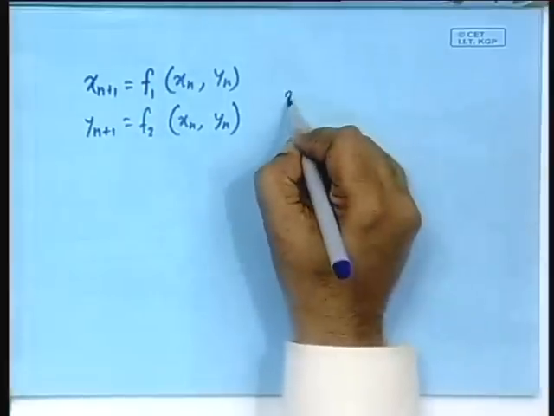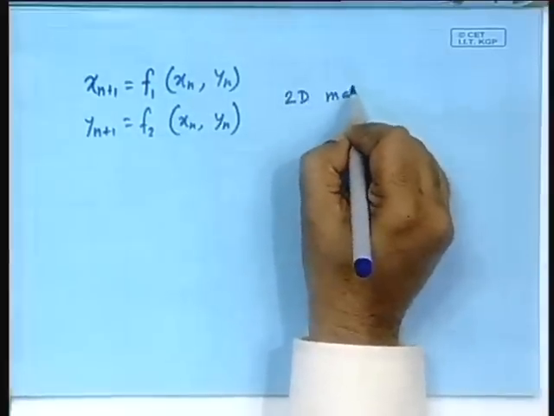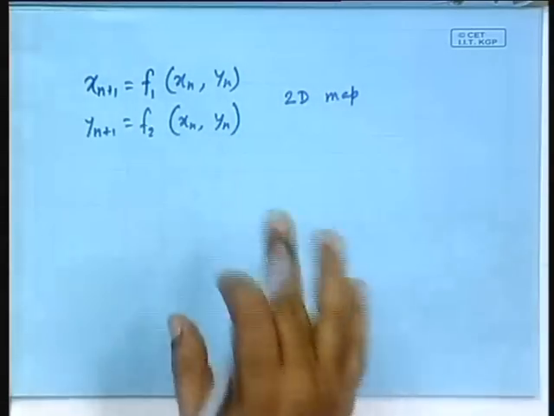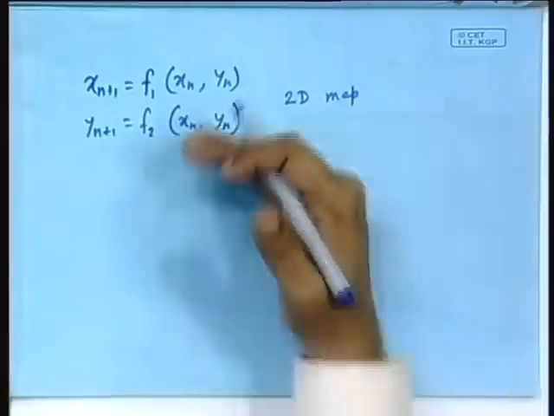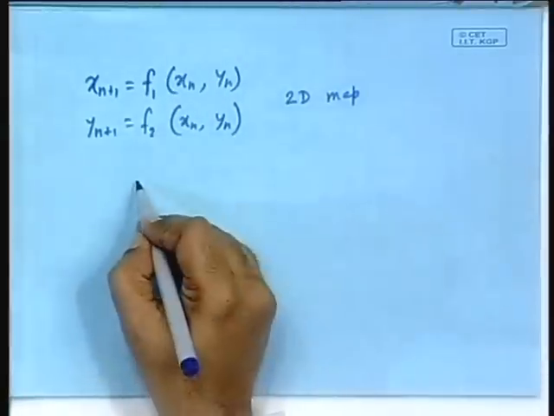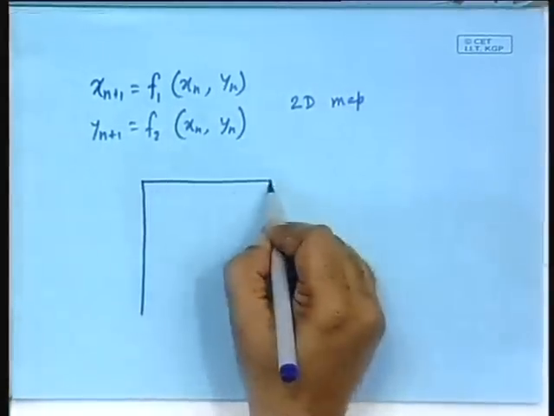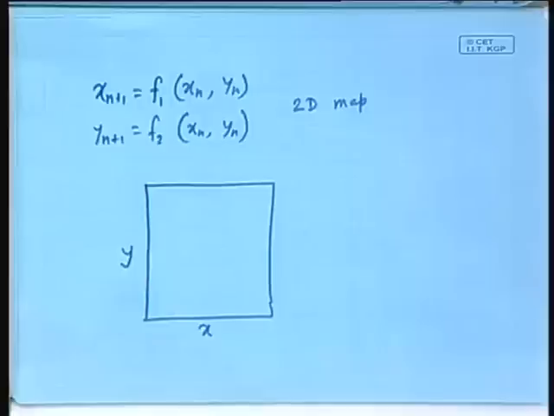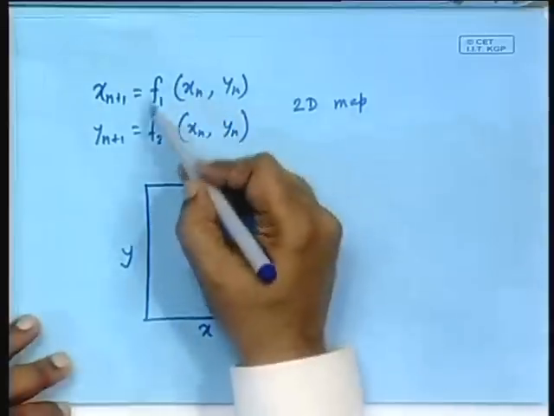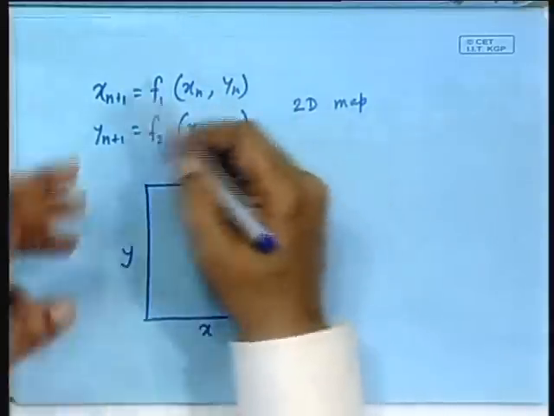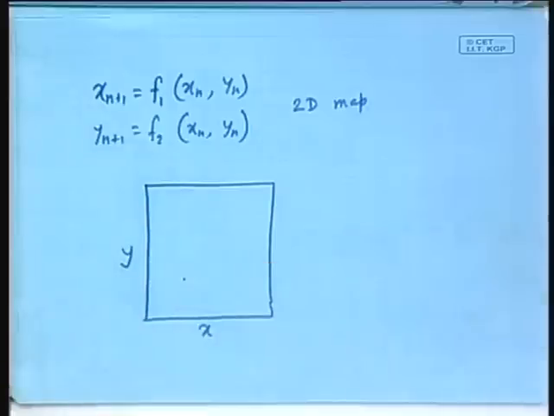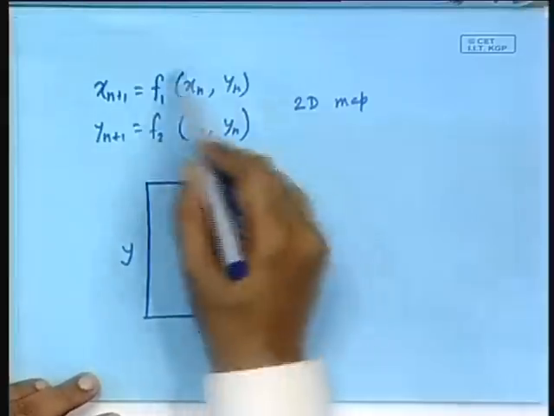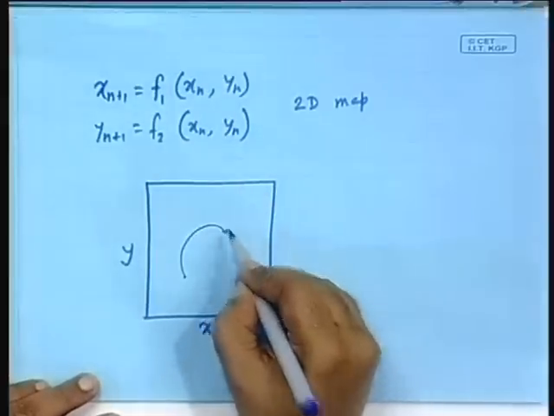So, that will be a 2D map. Likewise, there can be 3D maps, 4D maps, all possibilities, but let us take the next step to the 2D maps. So, you have the x and y now. And then what is this map doing? You start from a point, which means it has a particular value of x and y, x_n, y_n. By this, it takes a jump to another point.